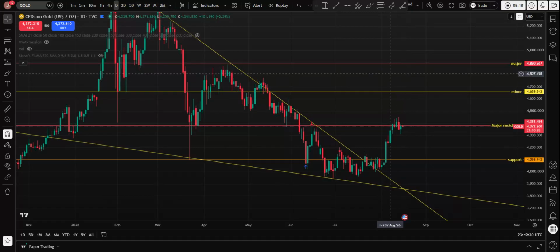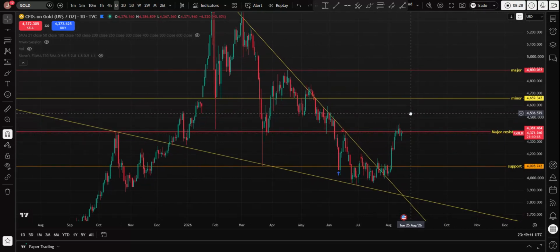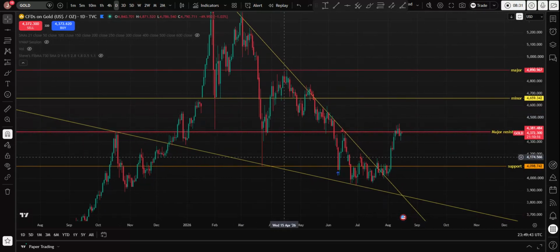I would not look to short. I would just be watching it. Maybe a day trade short on this level at the minor resistance level, but just a day trade really. I wouldn't be looking to short it as a swing trade. Not especially since we broke out of a wedge pattern like this, right?